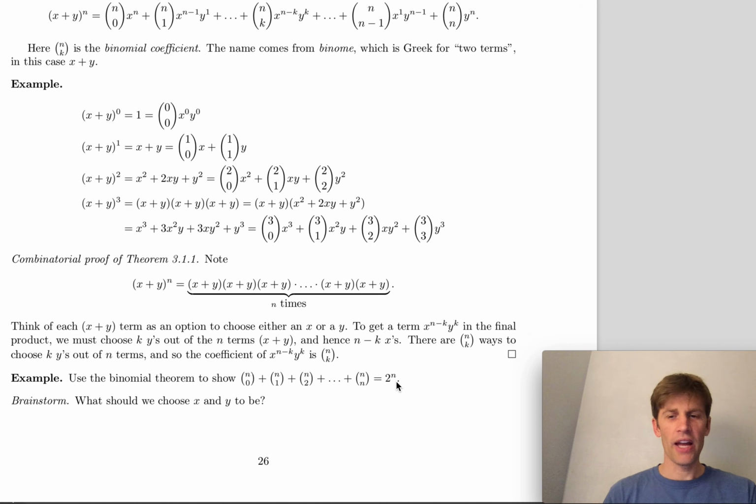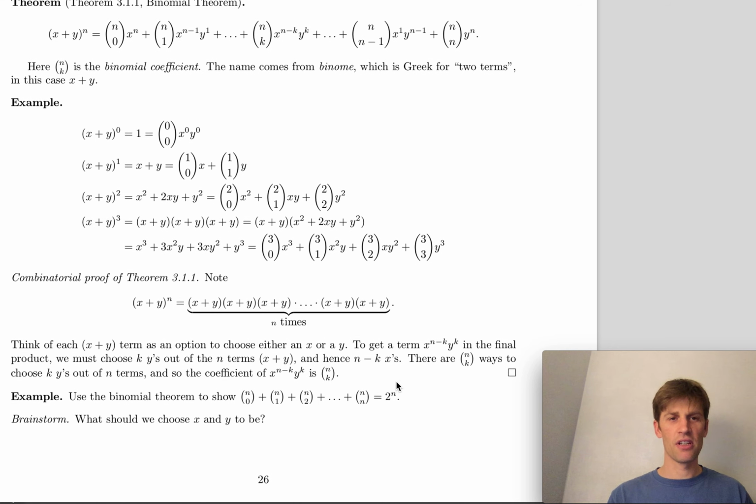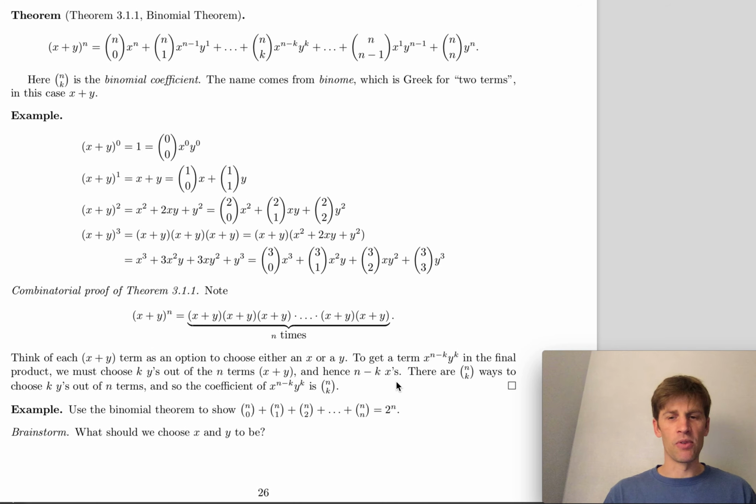All right, so that explanation takes a little getting used to, but try it out and ask me if you have questions. We're now going to do a couple examples using this theorem.